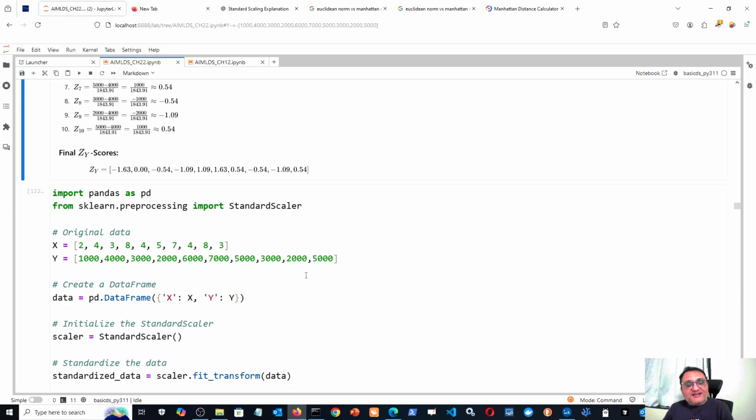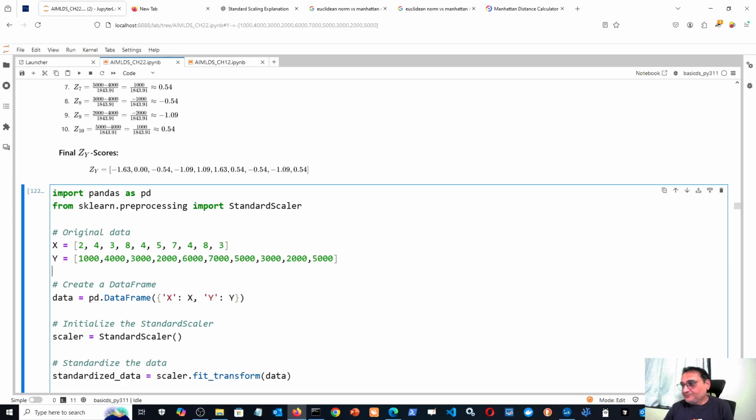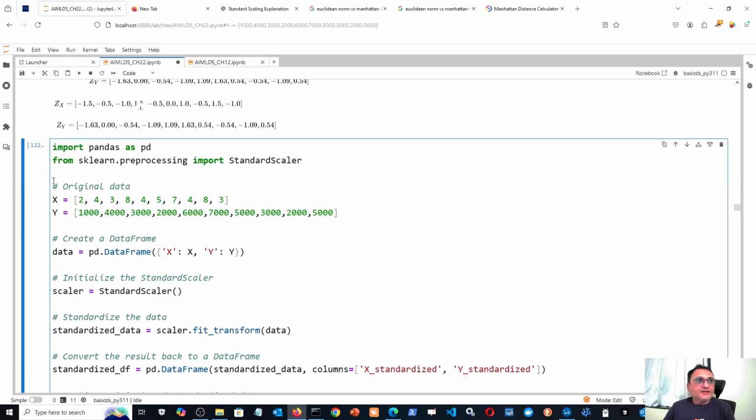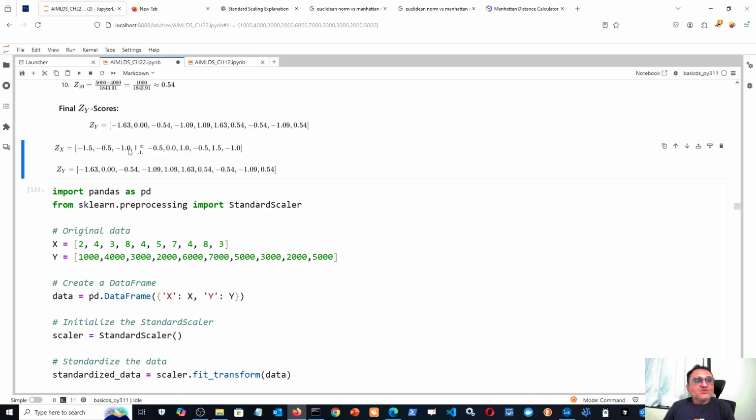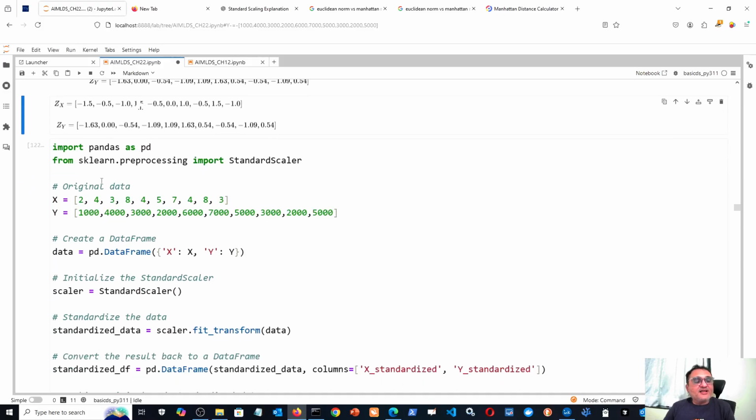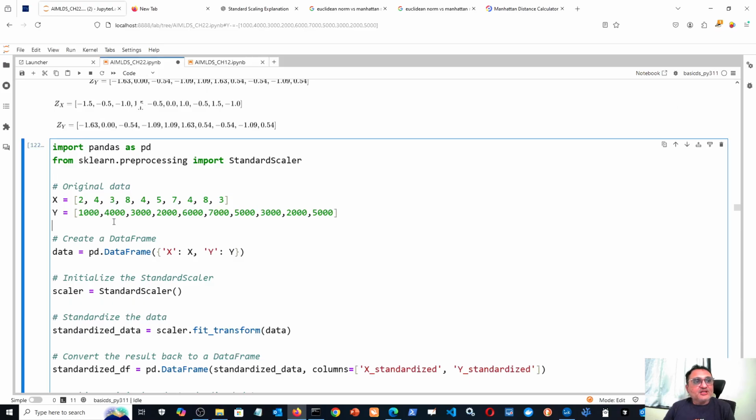Now what I can do is paste these values and check by code if the same thing is obtained. Here this is my zx, which I got. Now let us see if I get the same values of zx and zy using this kind of code.